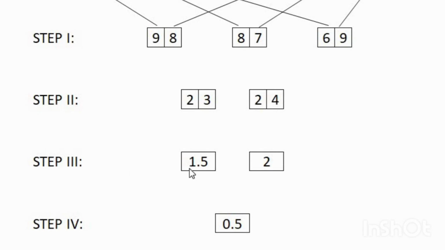These are the steps of the example given. There are 5 steps. In the first step 9 and 8, 8 and 7, 6 and 9, and in the second step 2, 3, 2, 4, and in the third step 1.5 and 2, and in step 4 0.5. And your numbers are 54, 14, 37, 21, 28, 30. Find the 4 steps based on these numbers as per the above logic.